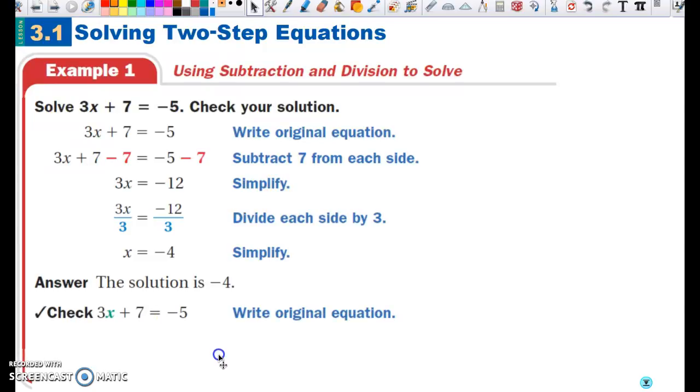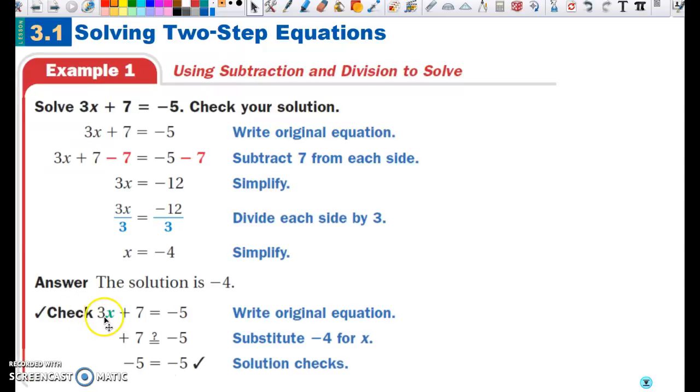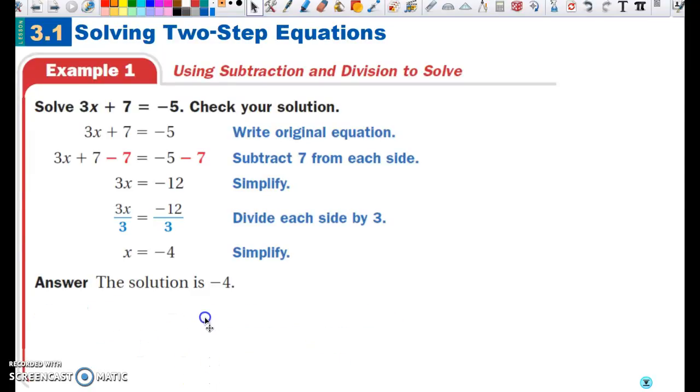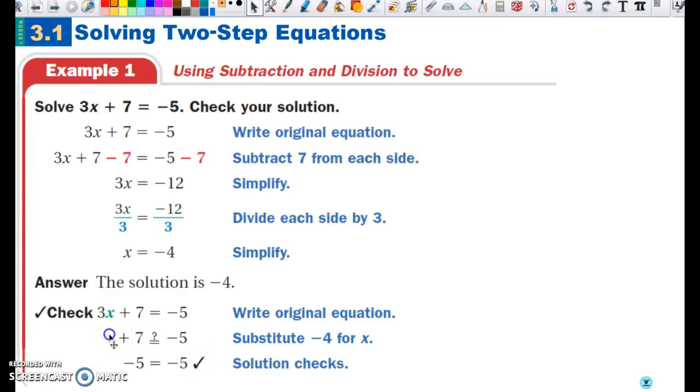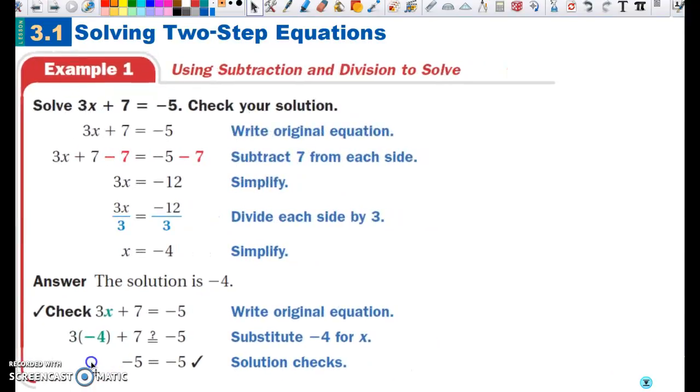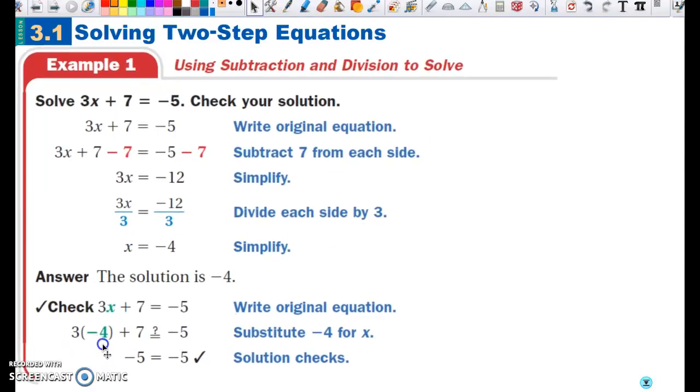Let's check our work here. To check, you take your variable x, you plug in negative 4 for that x. Of course, 3 times negative 4. That looks weird. It looks like it disappeared on me. There it is. So 3 times negative 4, well, that has to be negative 12, right? Negative 12 plus 7, negative 5. It works out.